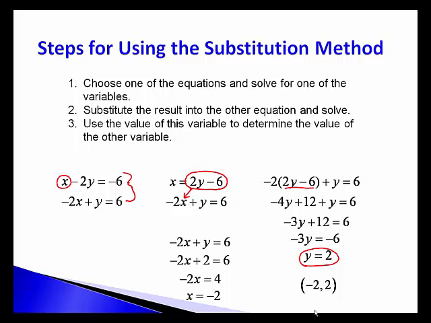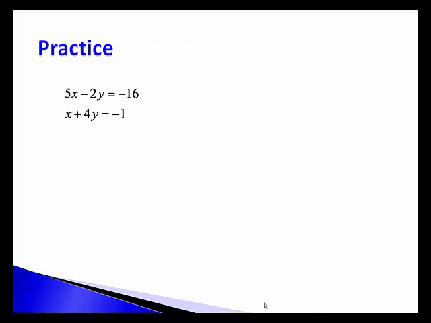Let me give you another one now for practice. Here's your system of equations. You may want to pause the video, see if you can solve using the substitution method, and then come back to check your answer. The easiest way to do this one would be to solve this equation for x. So that would give me x is equal to negative 4y minus 1. We're now going to substitute that into this equation here.